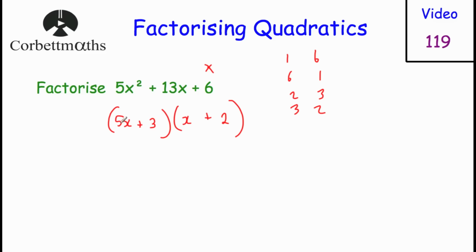So let's just check it. 5x times x is 5x squared. 5x times 2 is plus 10x. 3 times x is plus 3x. And 3 times 2, which is plus 6. And then if you add the terms in the middle, you get 5x squared plus 13x plus 6. And that's it. And our answer would be (5x + 3)(x + 2).